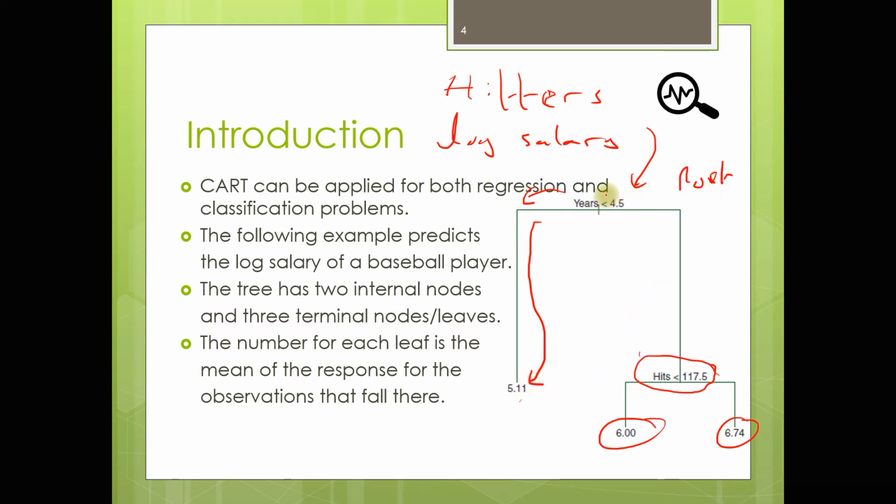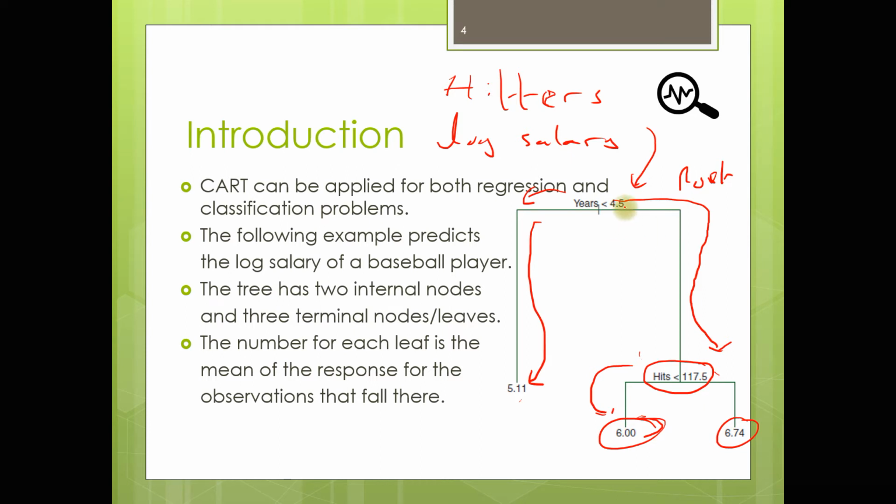However, if the baseball player has spent 4.5 years or more in major leagues, then his predicted log salary will depend on the number of hits that the person had. If the baseball player has had less than 117.5 hits, and his number of years in major leagues is 4.5 years or more, then his predicted log salary would be 6.